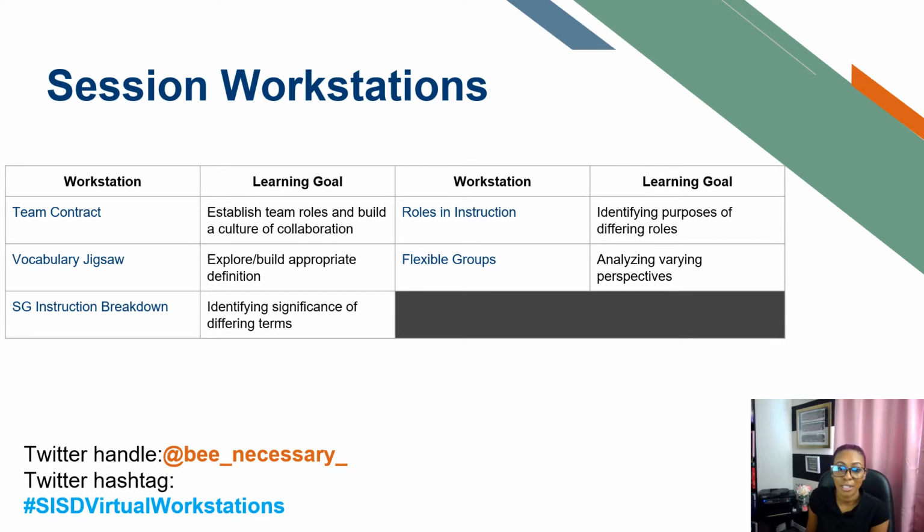So you'll see on your screen, in your participant packet, you have 5 sections. There's a section for breakout into the team contract, a section for breakout into the jigsaw, a section for the breakout into small group instruction breakdown, a breakout for roles and instruction, as well as a breakout for flexible groups.